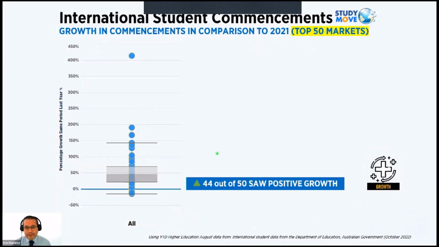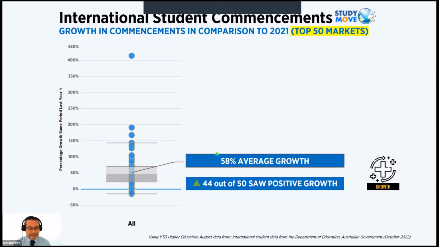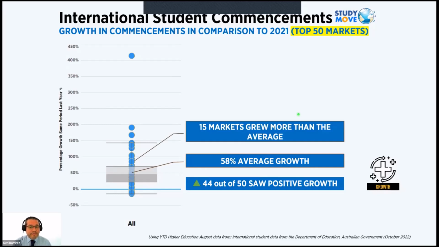Now, also here, looking only at top 50 markets, a very compelling story of recovery. 44 out of the 50 top markets saw positive growth. In fact, the average growth across these top 50 markets was a remarkable 58%, which is exceptional. And actually from the top 50, 15 are growing above this 58% average growth. Very important, the story of these two markets, the second source market for Australia and the third source market for Australia, India and Nepal, with significant, actually not significant, very significant growth of 136% and 167%.